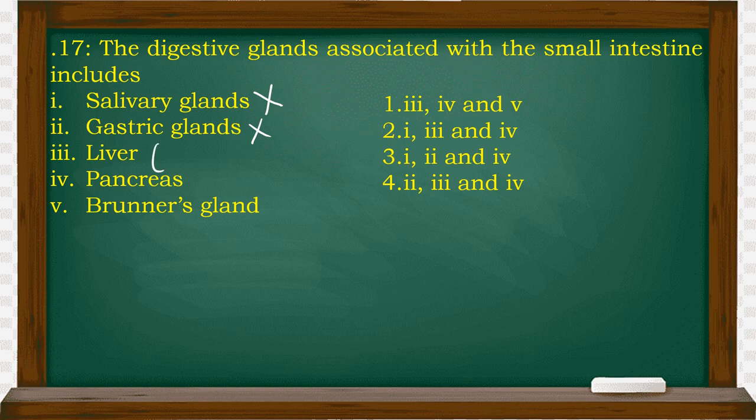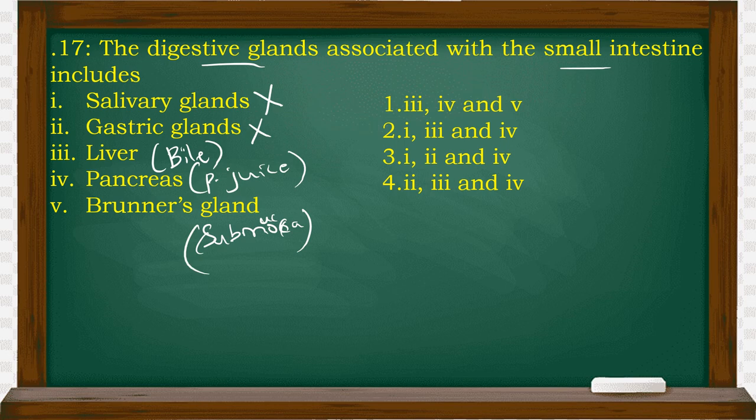The third gland is the liver, which secretes bile juice that is helpful in both digestion as well as in the small intestine, which is helpful in absorption. The pancreas produces pancreatic juice, which is associated with both the digestive glands and the intestinal glands. And the fourth one, Brunner's gland, is associated with the submucosa. Submucosa is seen in both the small intestine as well as in digestion. Therefore, liver, pancreas and Brunner's glands are the glands associated with both the digestive system and the absorption system, that is the intestinal system. Option number 1, which has the third, fourth and fifth being correct, is the correct answer for this question.